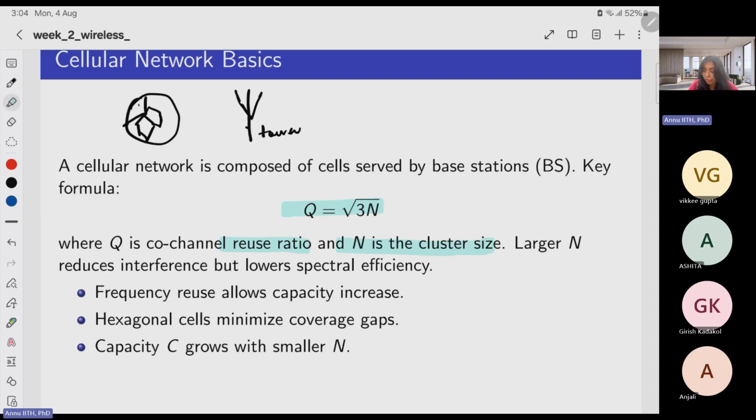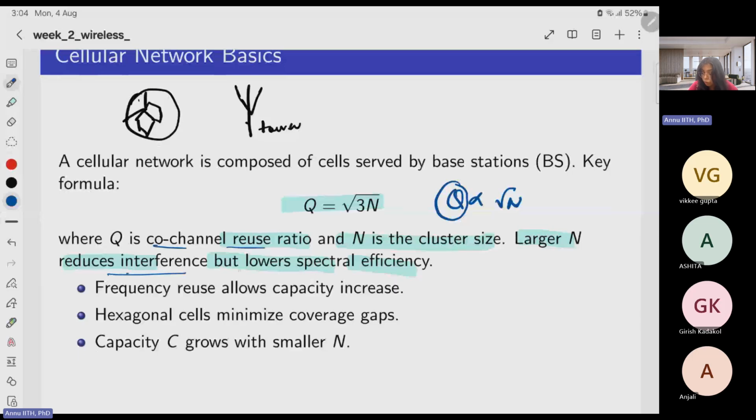What it shows is that a larger N reduces the interference but lowers the spectral efficiency. How? Because Q depends on root over N, so you can directly say that Q is directly proportional to root over N. If we have higher N, obviously Q also increases, which reduces the interference because you have a higher co-channel reuse ratio, but also lowers the spectral efficiency because the area will be congested, and the spectral efficiency is directly proportional to C. And C equals B log2(1 plus S by N).